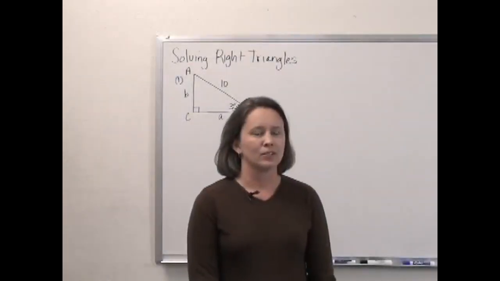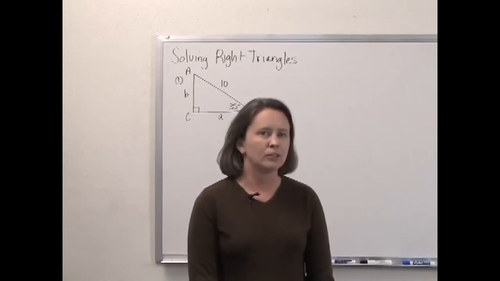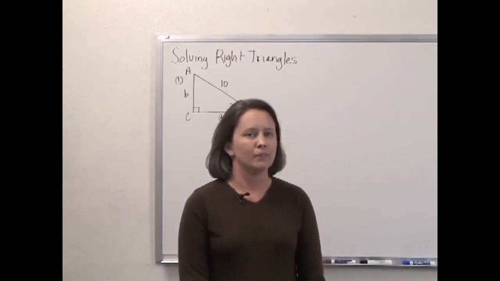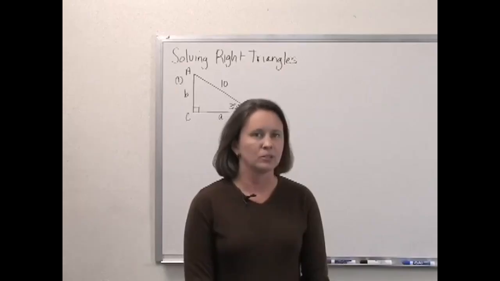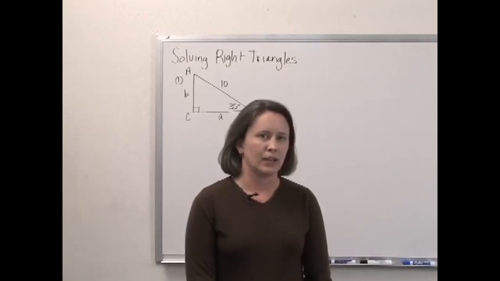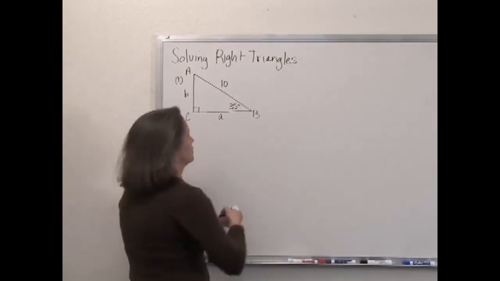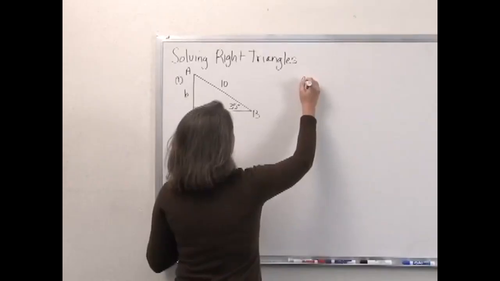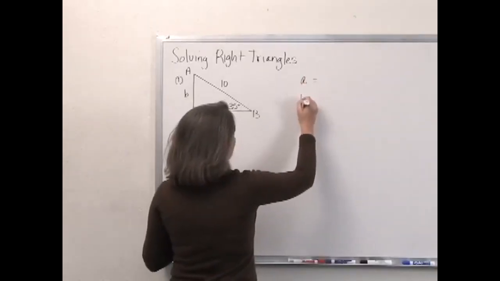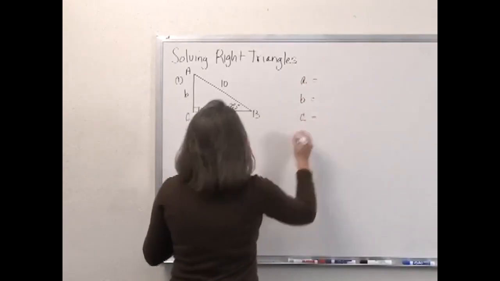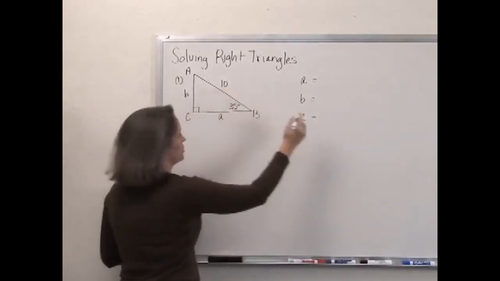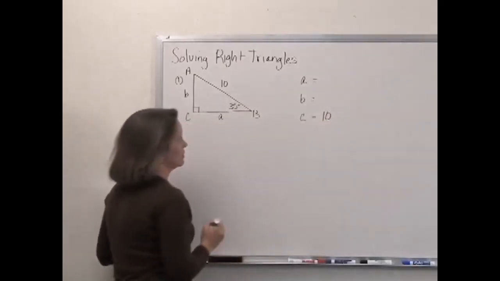We're going to take a look at solving right triangles. To solve a right triangle means to find the measure of each of the acute angles and the length of each of the three sides. It's a good idea to organize your information from the beginning. There are three sides, and we need to know the length of each. C is the hypotenuse 10, which happens to be given this time.